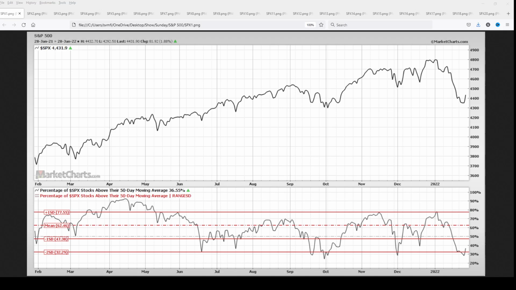Is this a tradable bottom for stocks? Let's find out. It's Sunday night charts, and we're going to start out with the S&P 500. We'll take a look at its breadth. The percentage of S&P 500 stocks above their 50-day moving average is just under 37%.